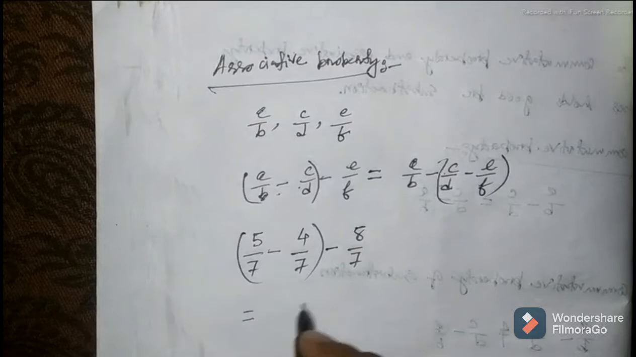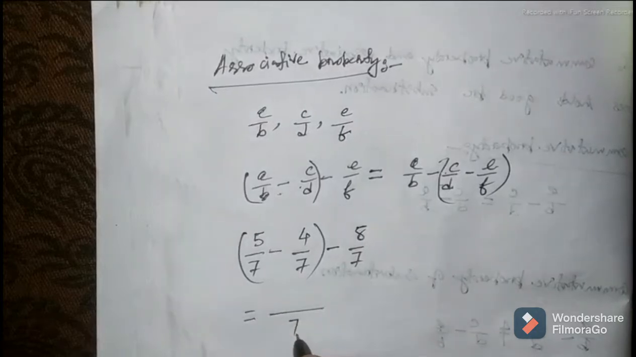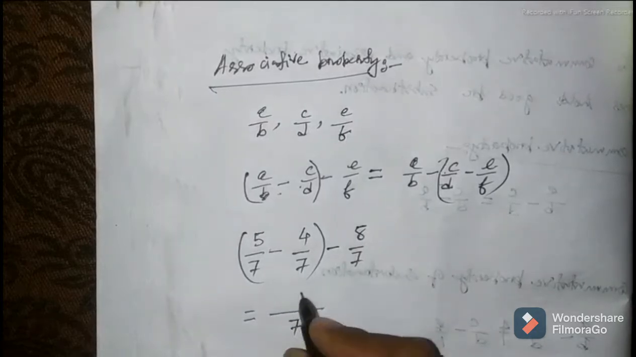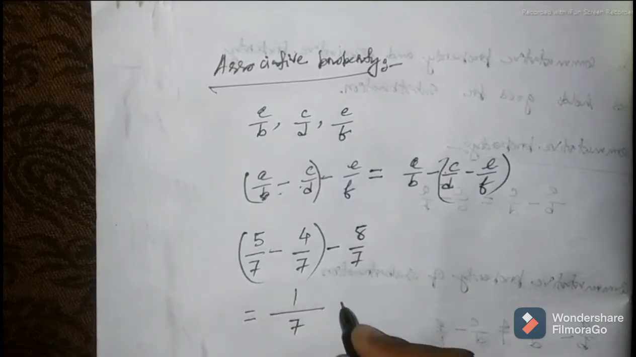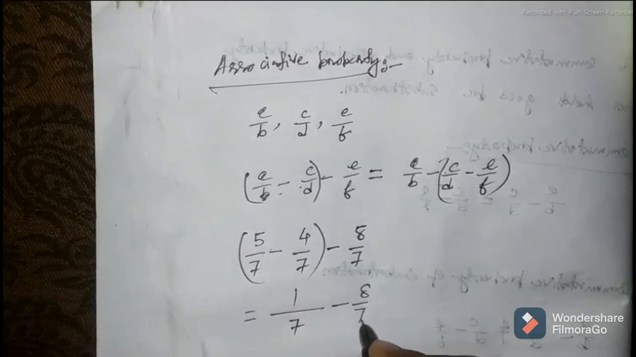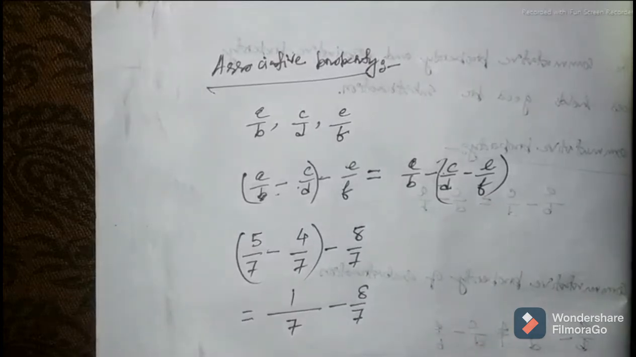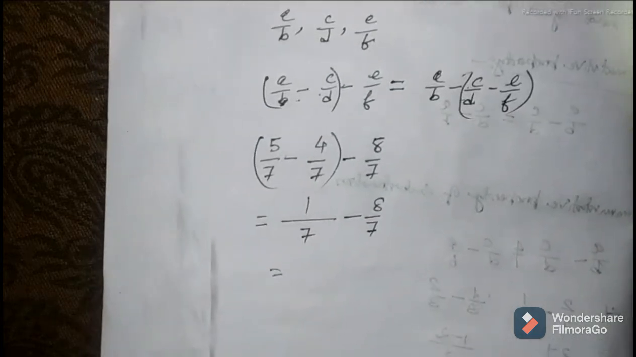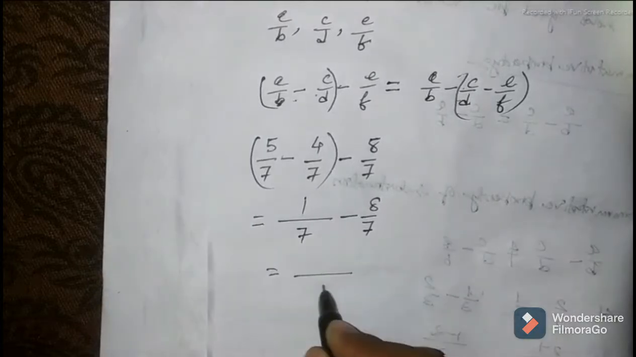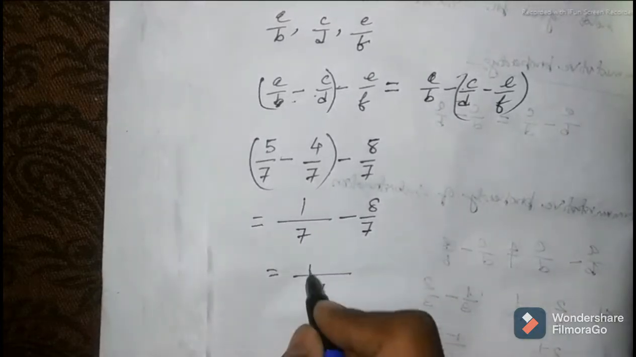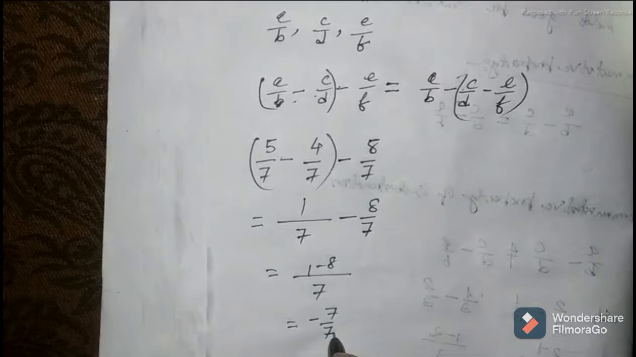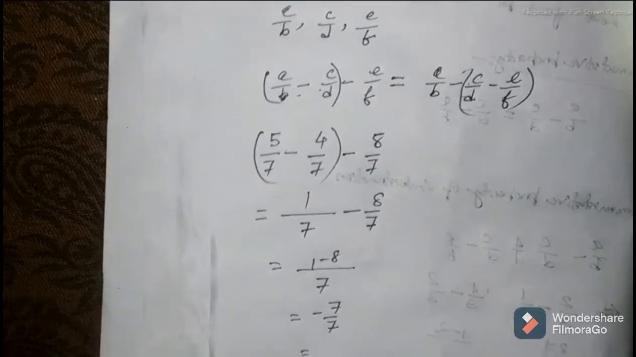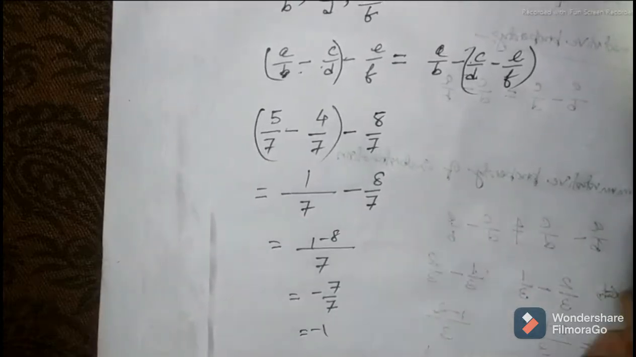Here equal to 7, 5 minus 4, 1 minus 8 by 7. This is equal to 7, then 1 minus 8 equal to minus 7 by 7, equal to minus 1.